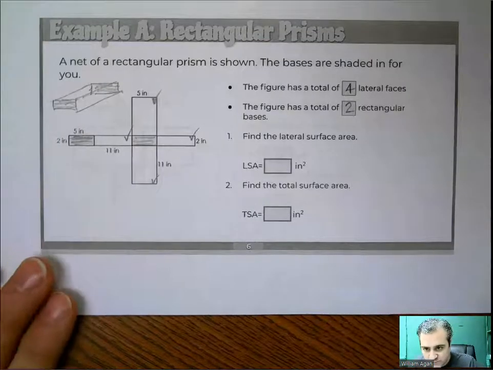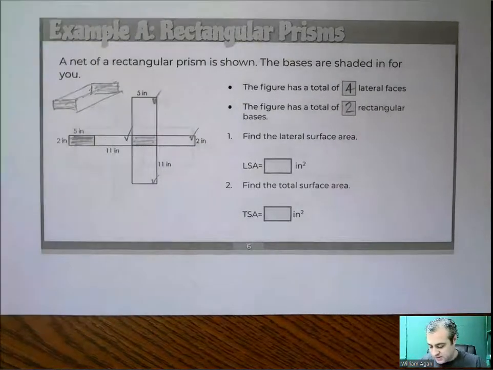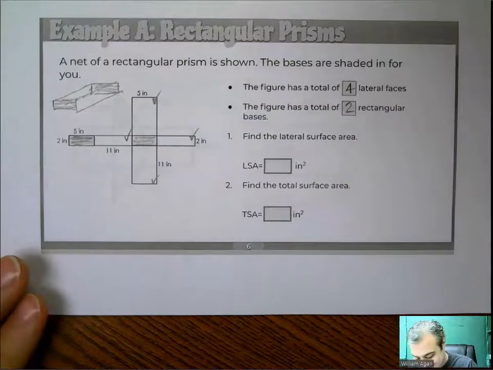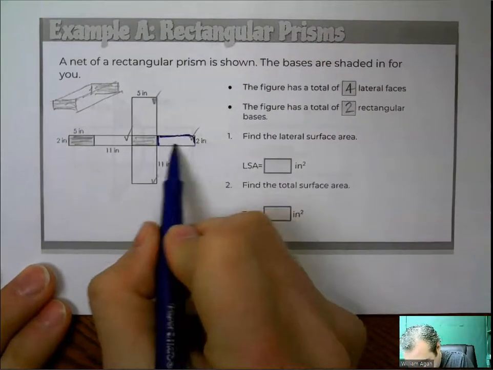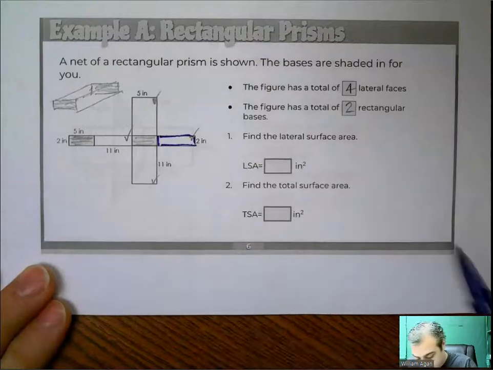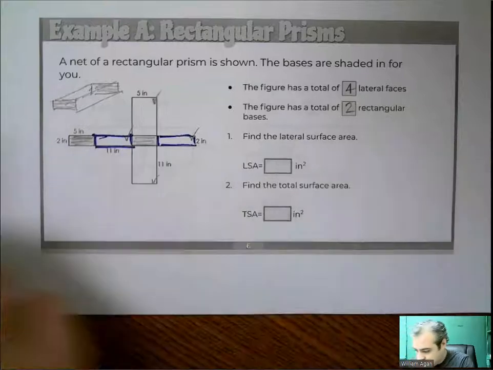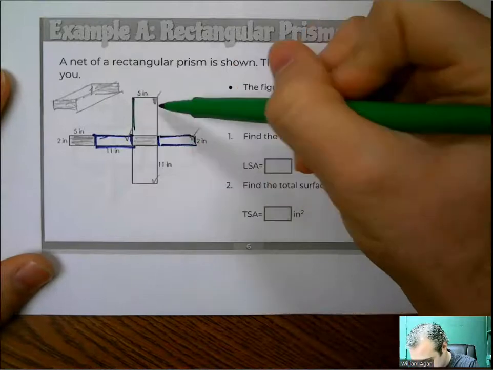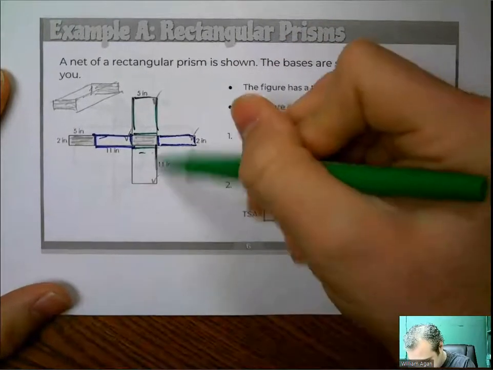Okay, so they want you to find the lateral surface area. Lateral surface area is the area of all of the rectangles that you see there except for the base or bases. So this one right here, which is luckily the same as this one right here, and then these 2, this one and this one.